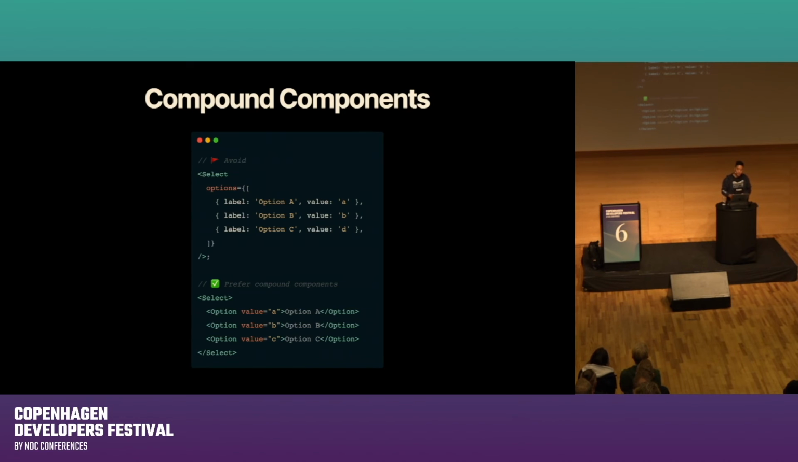Compound components are basically a group of related components that are composed together to form a larger and more complex component. This allows for greater flexibility and modularity, as the individual components can be used and composed in different ways to meet the needs of different situations.